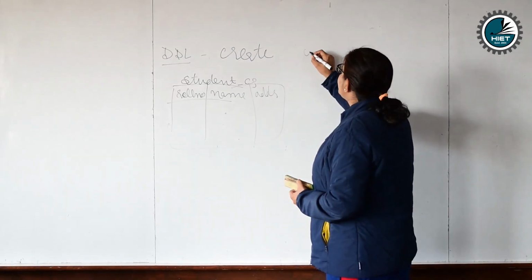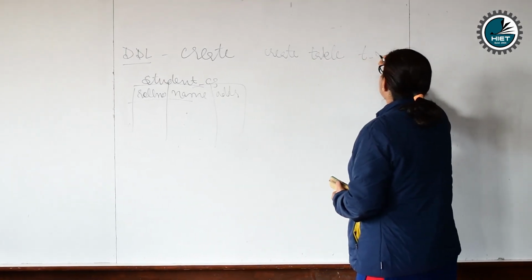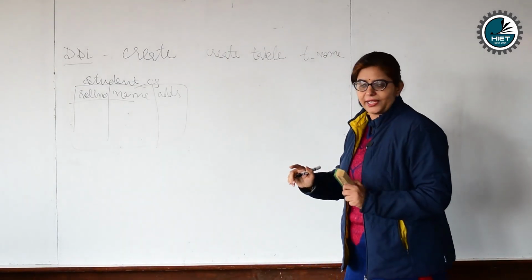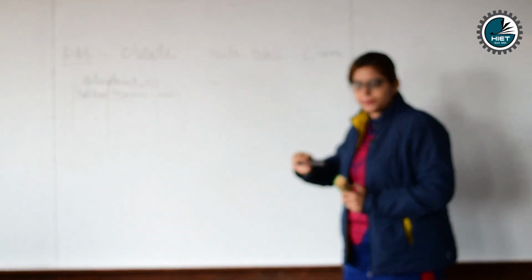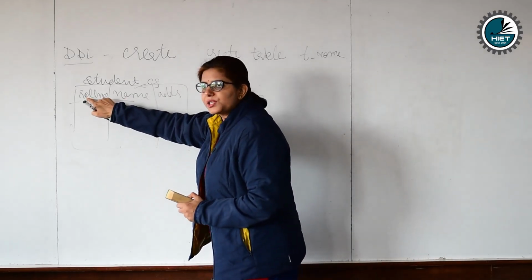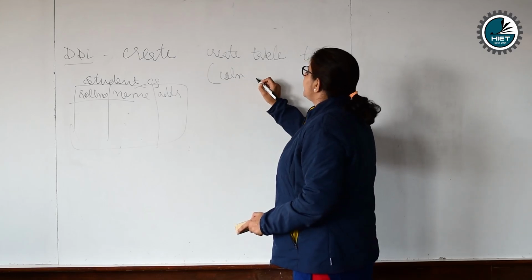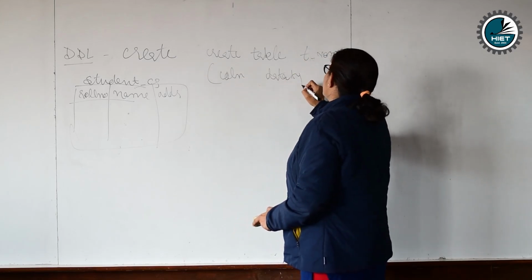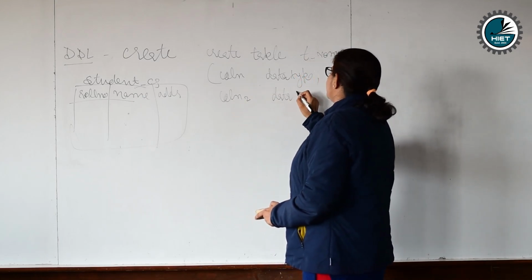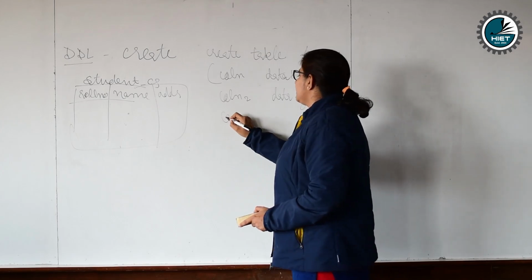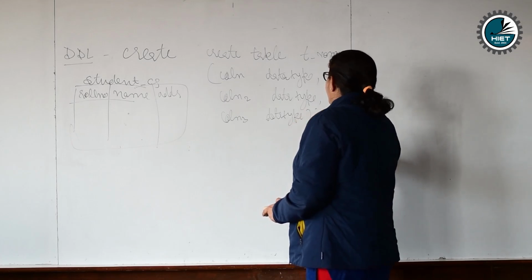Okay, the syntax will be create table, table name. First I am discussing the general syntax. Create table, table name, then you will start a bracket, column name, the first column name is roll number, sorry, column name, its data type, comma, again column name, data type, comma, column name, data type. This is the syntax for creating a table.